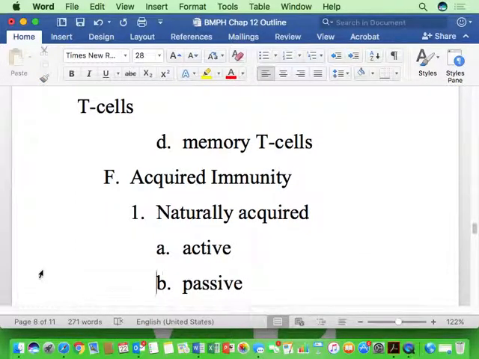Naturally passive, we mentioned a little bit earlier today. This takes the form of the antibodies that pass through the placenta. And then also those antibodies in mother's milk. So your immune system isn't actively forming a memory, you're just getting those antibodies directly from your mother in one of those 2 ways or both.